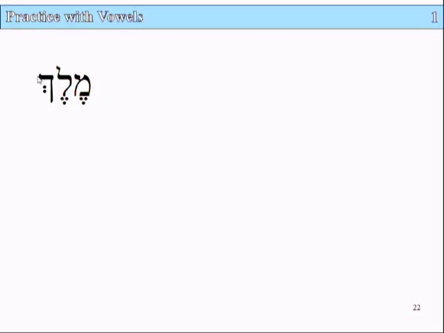And this is a final kaf. The normal regular form is like a back-to-front C. But when it's at the end of a word, the bottom part just goes straight down instead of going round like a back-to-front C. So that's called a final kaf, or kaf sofit.